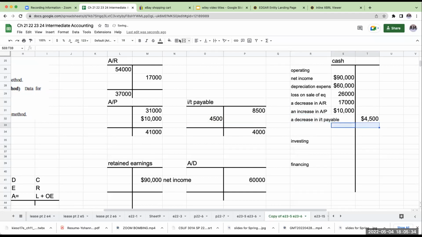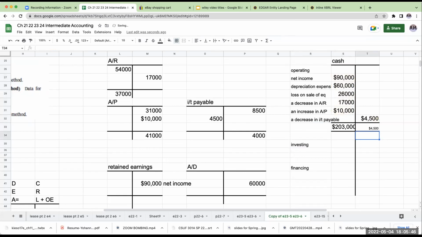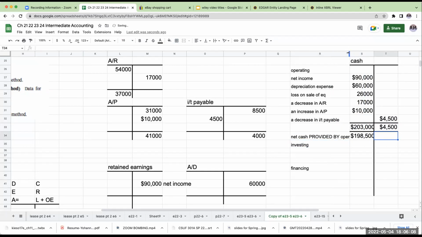Okay, so now what we're going to do is add up our totals, right? I'm going to look here at my total debits and my total credits. Over here, I have total debits of 203,000, total credits of 4,500. When I subtract the smaller value from the larger value, I leave the remainder on the larger side. And because it is a debit, I'm going to call this net cash provided by operating activities. Okay, so this is how I do this using T accounts.